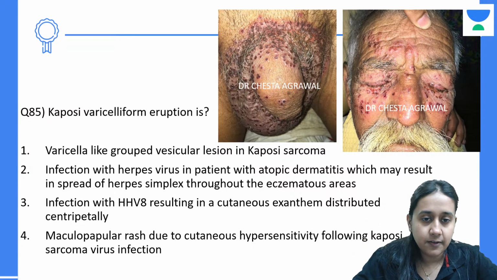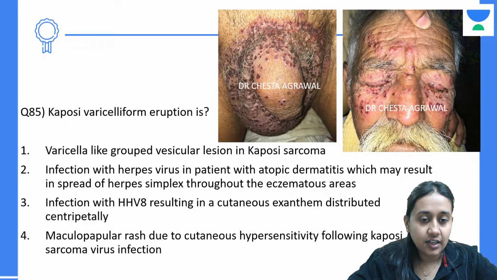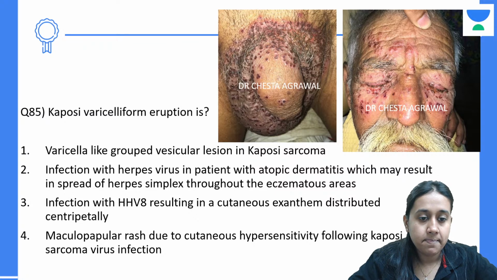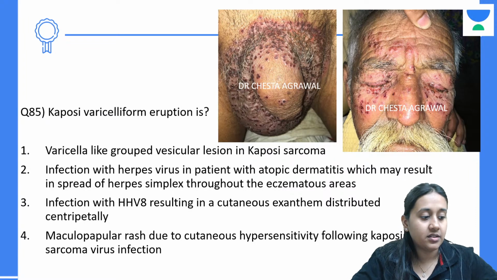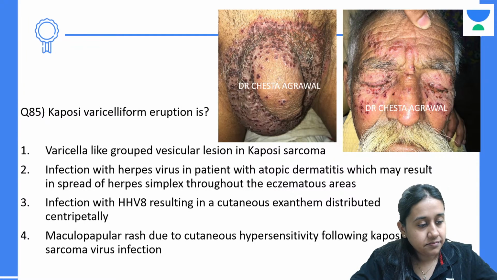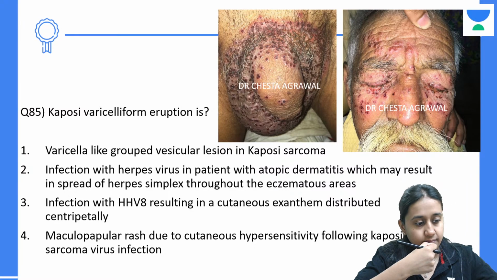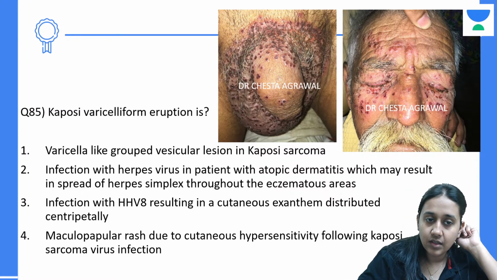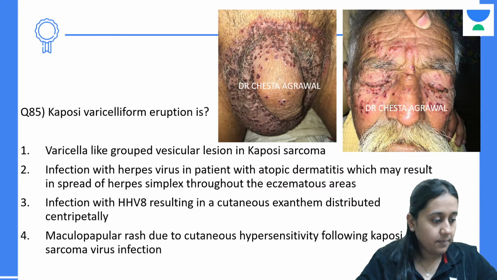Kaposi varicelliform eruption is: varicella-like grouped vesicles in a Kaposi sarcoma patient, infection with herpes in a patient with atopic dermatitis, or infection with HHV8 resulting in cutaneous exanthem distributed centripetally. What is the correct answer?